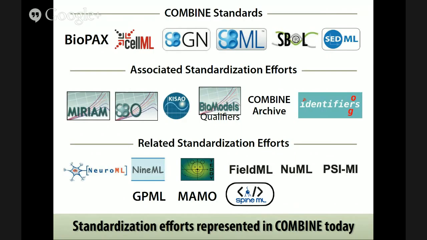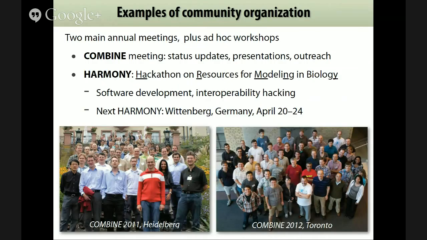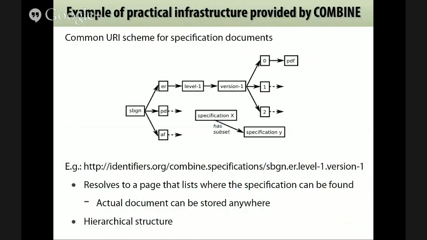So we have two main meetings each year. There's the COMBINE meeting, which is a workshop like this, and HARMONY, which is a hackathon, which is actually next week in Germany. If you're in Germany, if you've got nothing better to do, come along. It'd be great. There's also, as part of that combined infrastructure, a way to have a common URI for different specifications. It's a complicated way to go through it, but it makes it a compatible way to specify the different COMBINE standards.